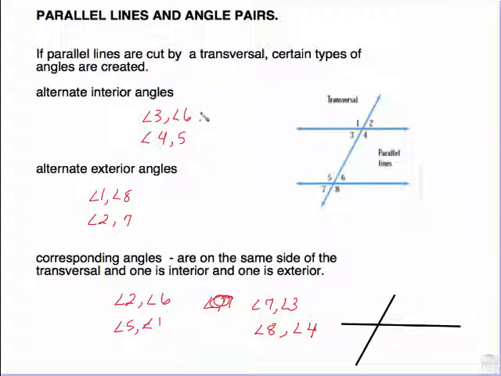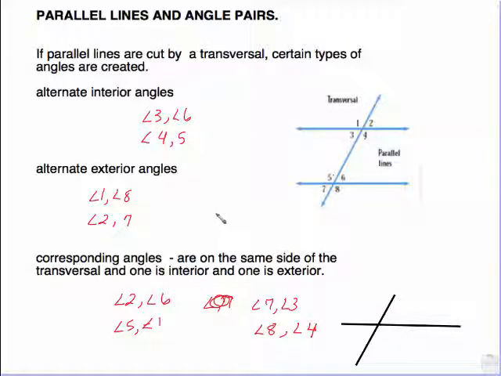Something important about alternate interior angles. The alternate interior angles are congruent to each other. So angle 3 and angle 6 are equal. Angle 4 and angle 5 are equal. So 3 is equal to 6, 4 is equal to 5. Alternate exterior angles are equal. Angle 1 is equal to angle 8, angle 2 is equal to angle 7, and all of your pairs of corresponding angles are equal.